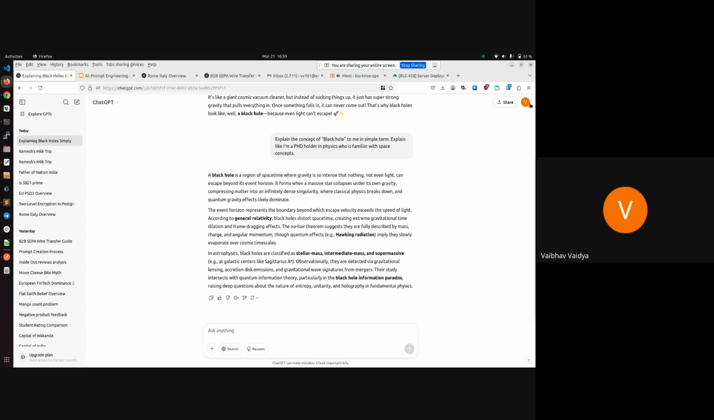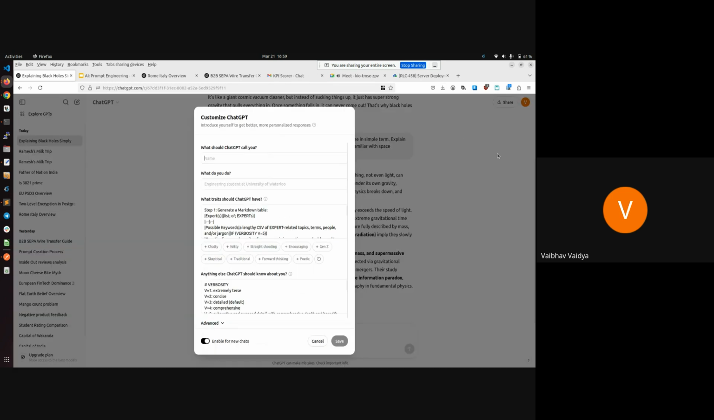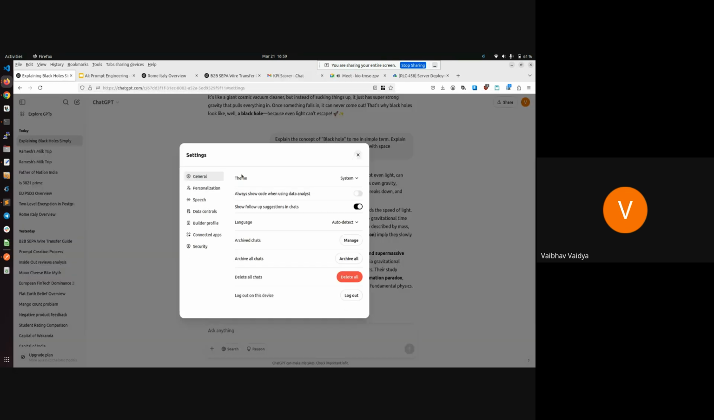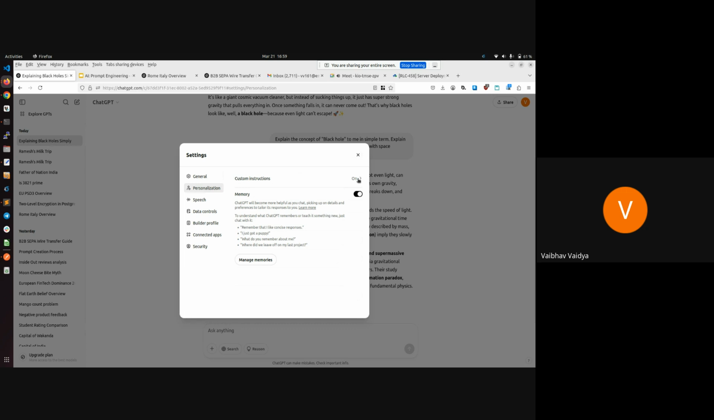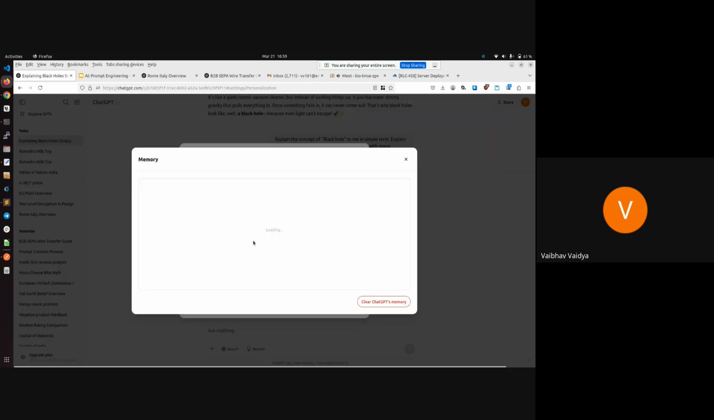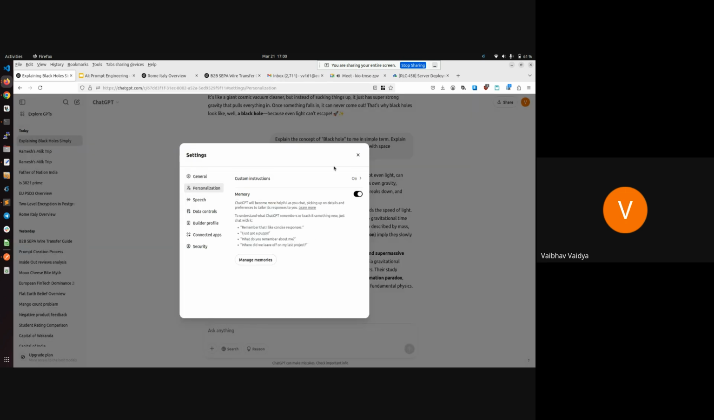Again, a reminder: set your custom instructions in case this is not available to you. Go to settings, go to personalization. Make sure that custom instructions, if this is off, is turned on. You also have something called memories here, so you can influence how GPT behaves around you. Let's see my memory. I've got two memories stored. One memory is that I prefer direct, structured responses. If any of you have a memory which is not relevant, you can simply delete it, so it can structure answers accordingly.